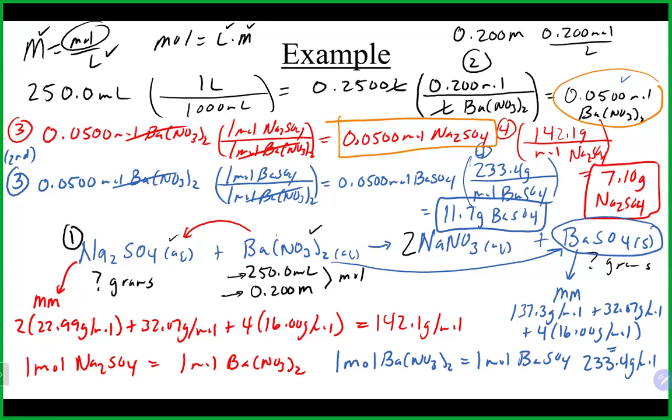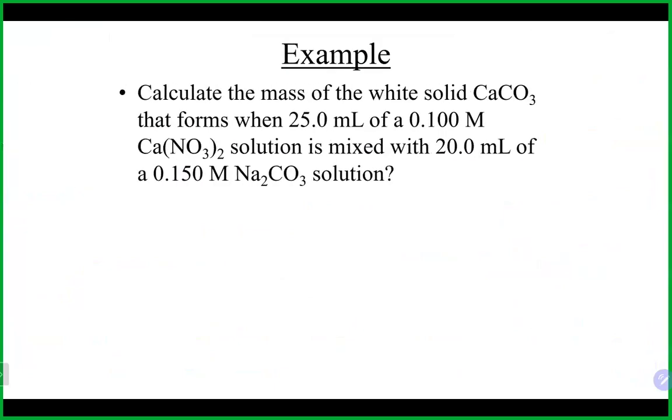All right. So I did one. Let's have you do one maybe. There you go. We want to know the mass of calcium carbonate that will form when you mix 25 milliliters of 0.1 molar calcium nitrate with 20 milliliters of 0.15 molar sodium carbonate. So take a few moments, see what you come up with, and I'll give you some numbers that might help. Calcium is 40.08, carbon 12.01.